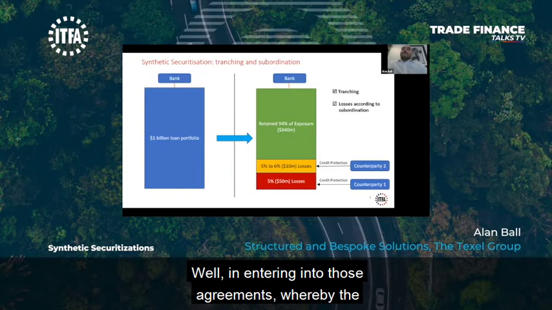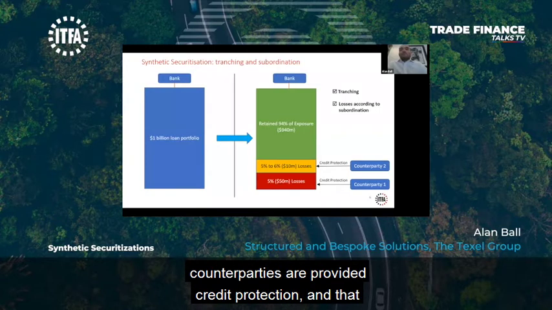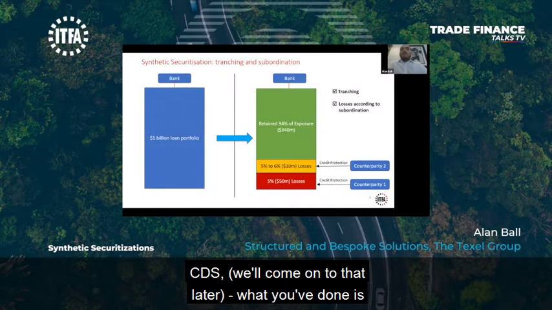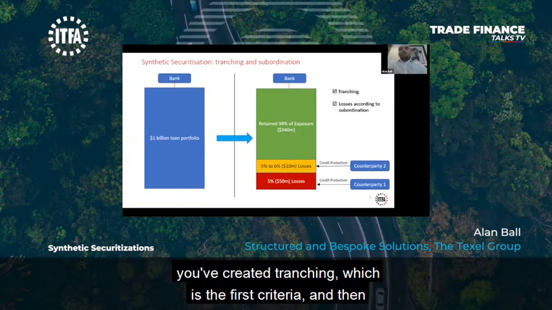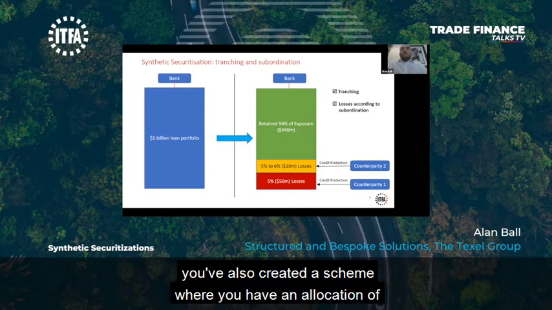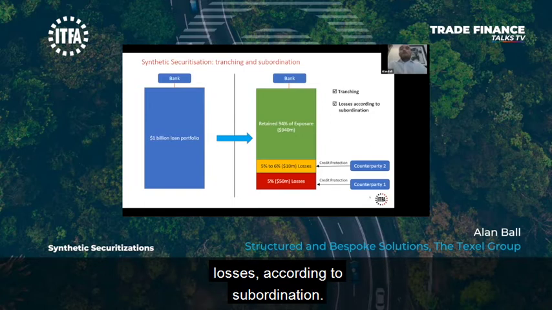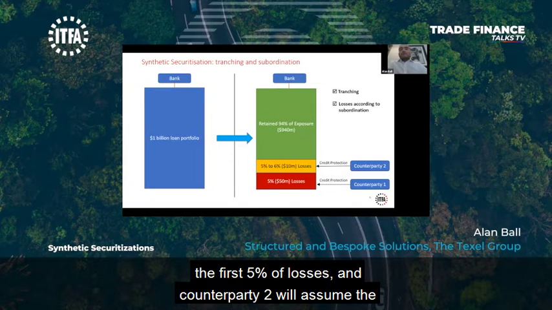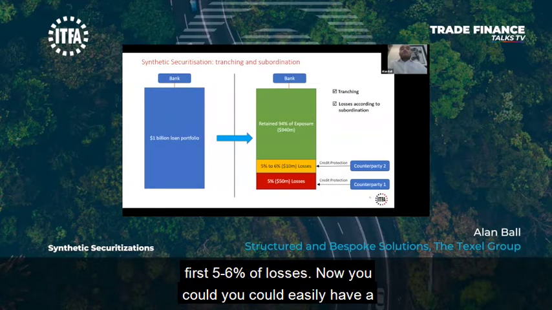Well, in entering into those agreements, whereby the counterparties provide credit protection, and that could be in the form of an insurance policy, a guarantee, CDS, we'll come on to that later, what you've done is you've created tranching, which is the first criteria, and then you've also created a scheme where you have an allocation of losses according to subordination. If you look at the diagram, you see counterparty 1 will assume the first 5% of losses, and counterparty 2 will assume the next 5 to 6% of losses.